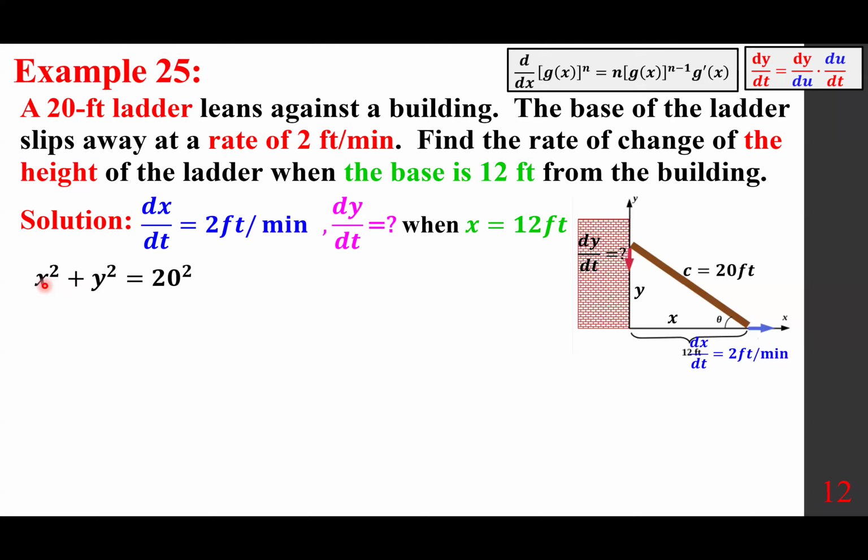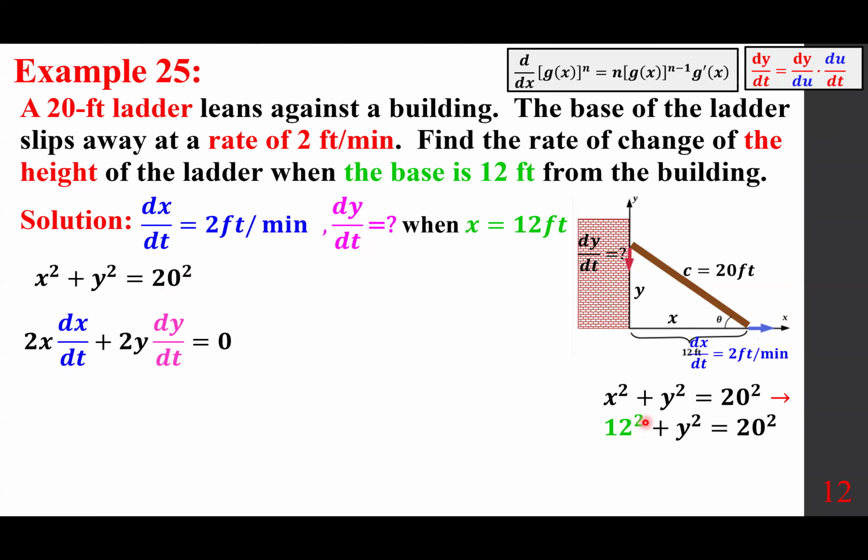You differentiate: 2x dx/dt plus 2y dy/dt, and it's 0 because 20 squared is 400, and it's a number, and the derivative is 0. Now we can plug in and find the missing dy/dt. We notice everything is there except y. So when x is 12, we put it into this one.